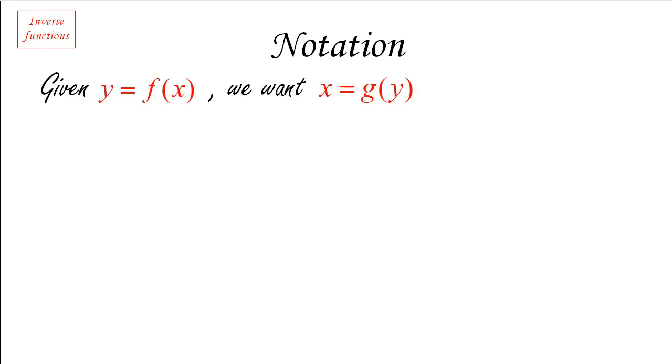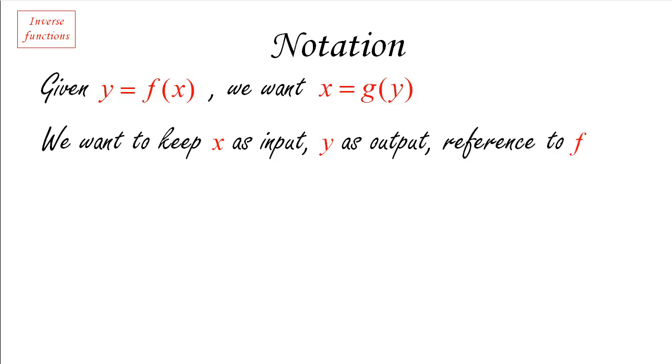But this is not really good notation, because we want to maintain x as the letter representing the input and y as the letter representing the output in a general abstract mathematical context. Of course, if we're doing applications, we want those letters to represent the quantities. But if we're talking about abstract mathematical things, we want to keep x as the input and y as the output. And we also want to maintain some kind of reference to the original function f. So the standard notation that mathematicians have devised is, well, you want x as a function of y, fine.